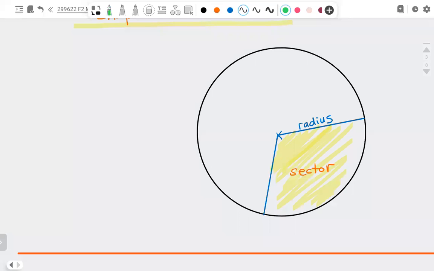Then draw a chord also, a straight line, a chord, and then you shade this part. We call this as segment. Segment. Now we can write down the formula already.